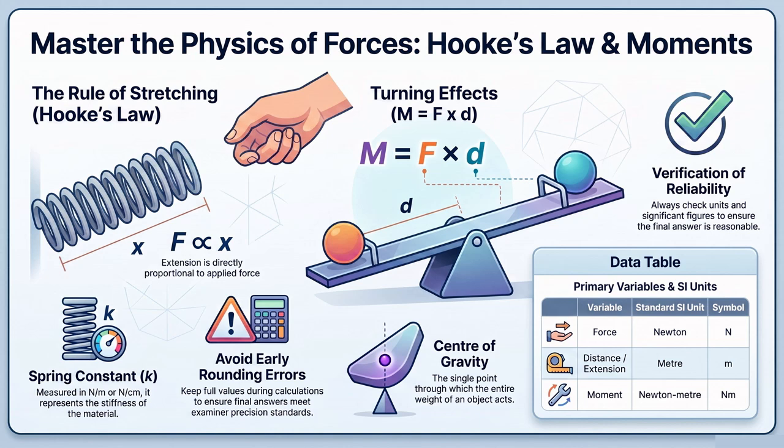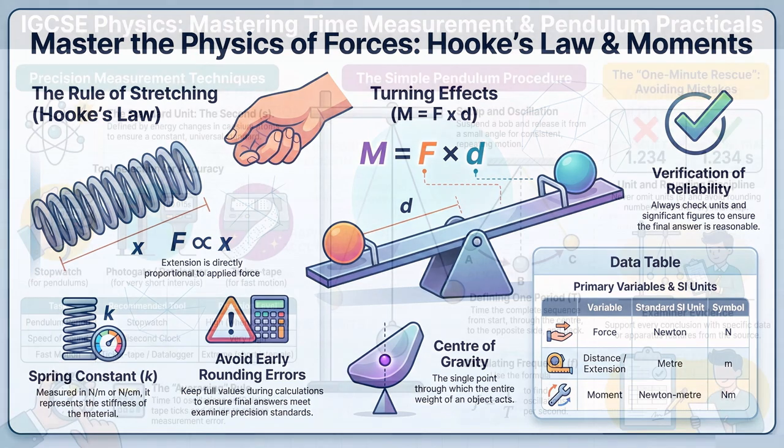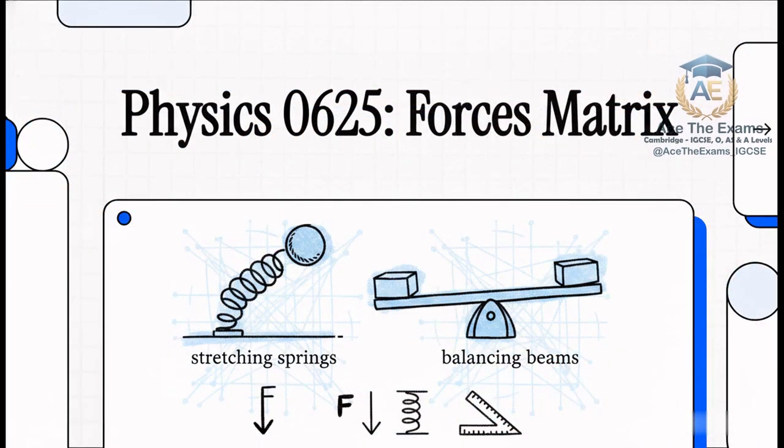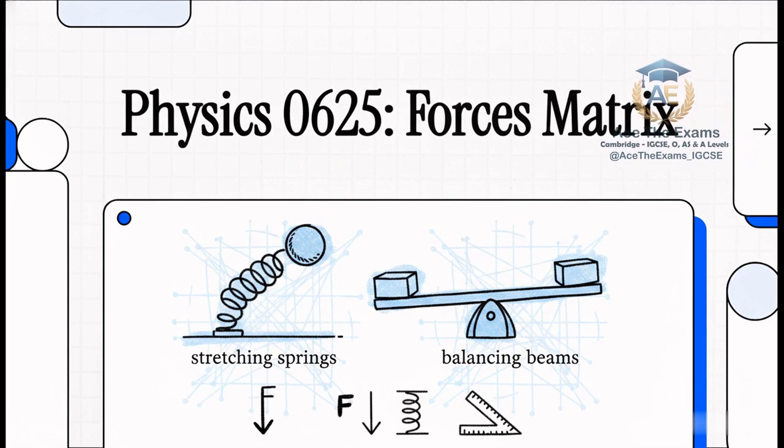You're sitting in the exam hall. The clock is ticking. You flip the page, and there it is: a 4-mark Cambridge IGCSE question on stretching springs, or maybe a complicated balancing beam experiment. You quickly scribble down what you think is a perfectly logical explanation. But flash forward to results day, and you've somehow missed the grade boundary.